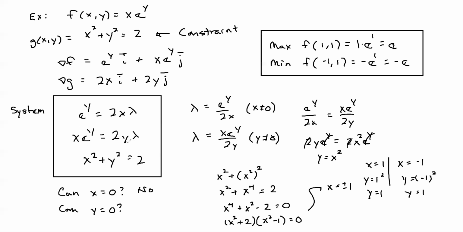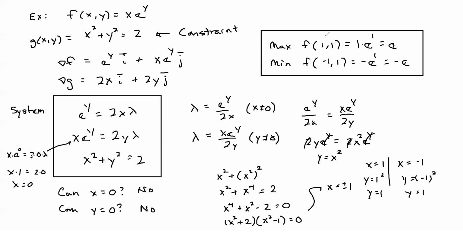And can x be 0? No, that means that y cannot be 0 either. Okay, did you follow that? Right, so if you just plug values into this, we can do it off to the side here. You're going to have x times e to the 0 equals 2 times 0 times lambda. And so thus, if you simplify this, this is x times 1 equals 2 times 0. So x equals 0, which we already said is not possible.